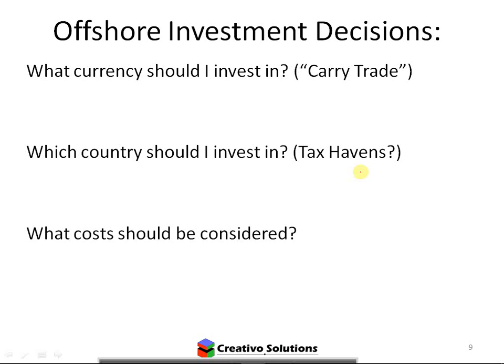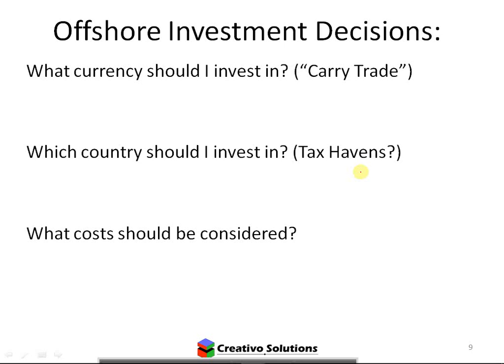Yes. Good. Right, what costs should be considered? Is there a cost? Yes, there would be. There's always a cost. And what's the cost? It's converting currency. It's also the commission you pay. Exactly. So when investing offshore, you not only need to consider the risks of investing offshore, you also need to consider the costs.